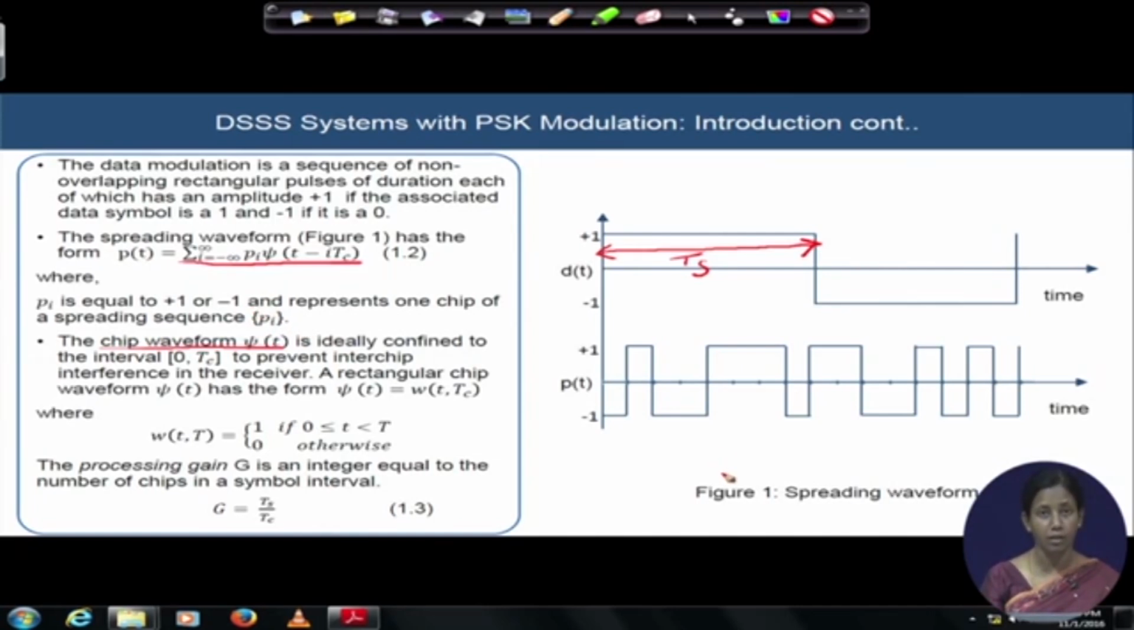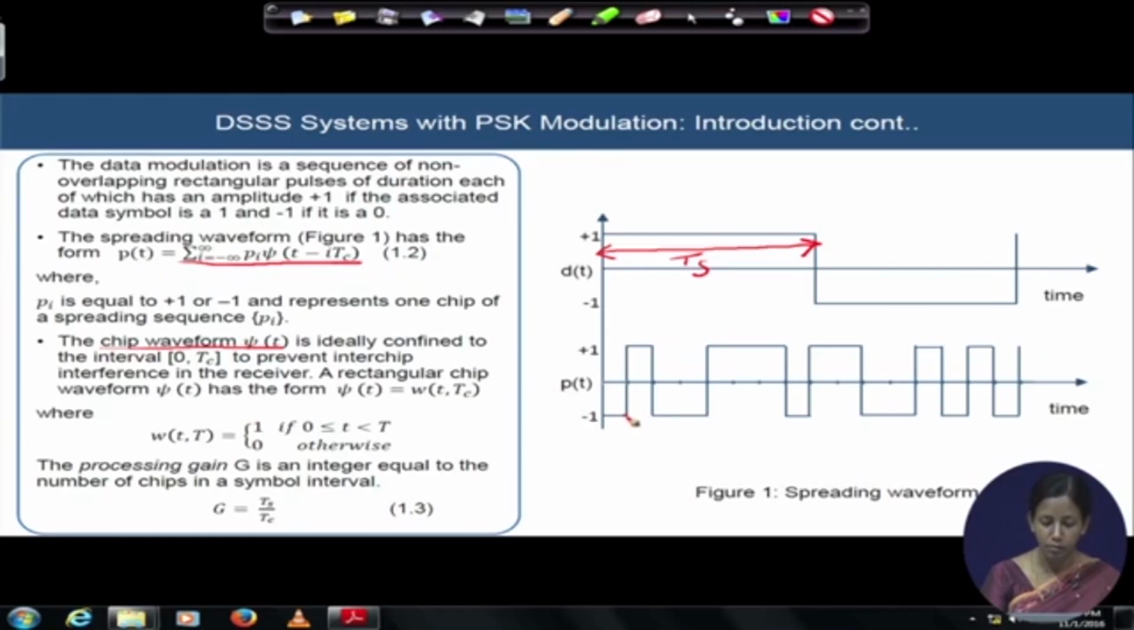So, here we are not talking about a bit. Here in the data case we will be talking about a bit, and per bit duration we will have multiple chips, because there is a relative relation between the chip duration and the symbol duration in spread spectrum communication. Coming back to the spreading waveform p(t), it is designed in such a fashion that the value the chip can take is either +1 or -1 over a duration of the chip.